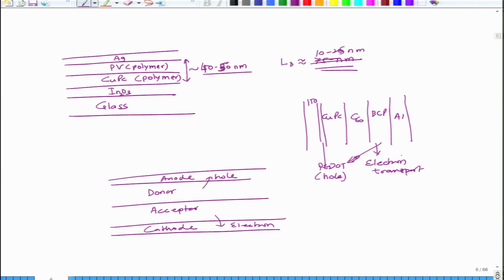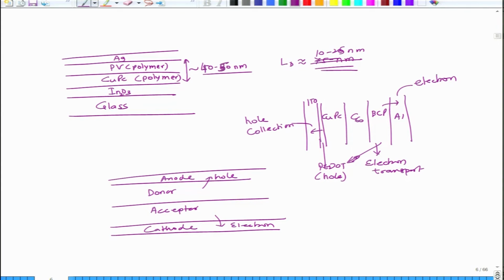So what will happen is that your energy levels are aligned in such a manner that hole and electron can move in either direction. Okay. So this PEDOT will allow only the hole transport. So you have hole collection on ITO and you have electron collection on aluminum. So holes will be blocked by this layer. Okay, they will provide an energy barrier to the holes.